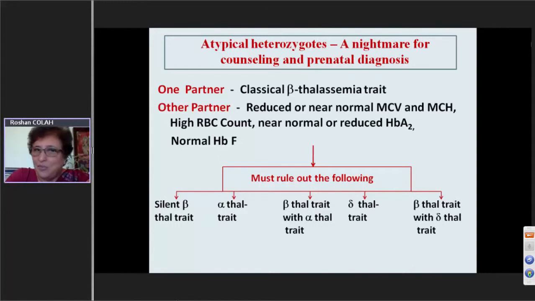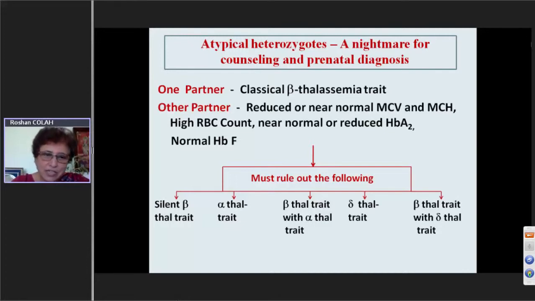Our main nightmare in counseling and prenatal intervention is the atypical heterozygotes, where one partner is a classical beta thalassemia carrier, diagnosed very easily, but the other partner has reduced or near normal MCV and MCH, has a high RBC count, but near normal or reduced hemoglobin A2 levels, and a normal hemoglobin F. In such a situation, we have to rule out the following.